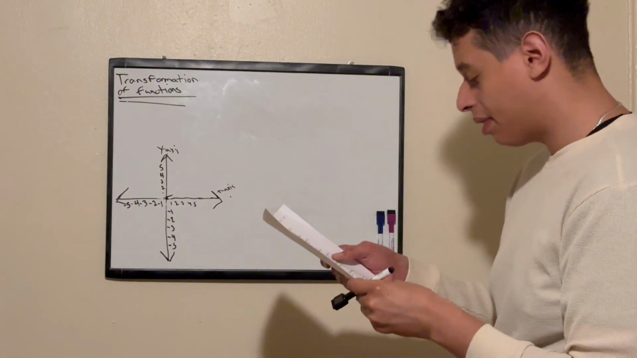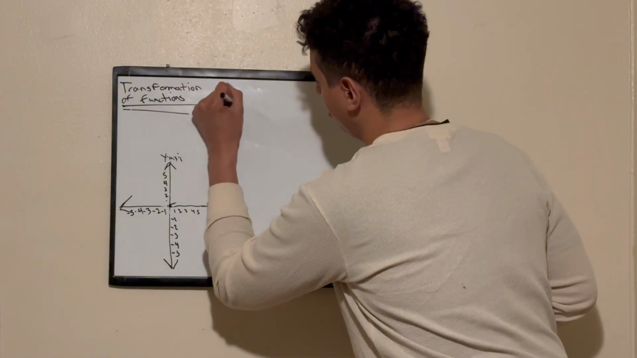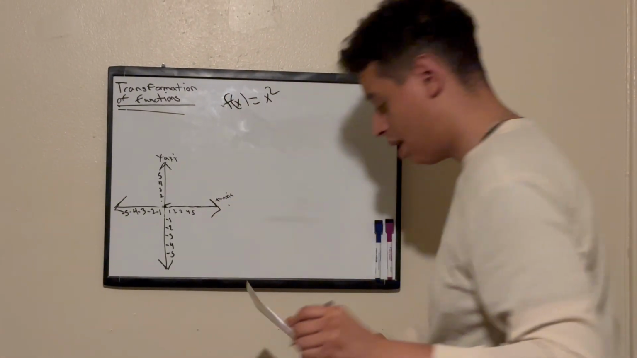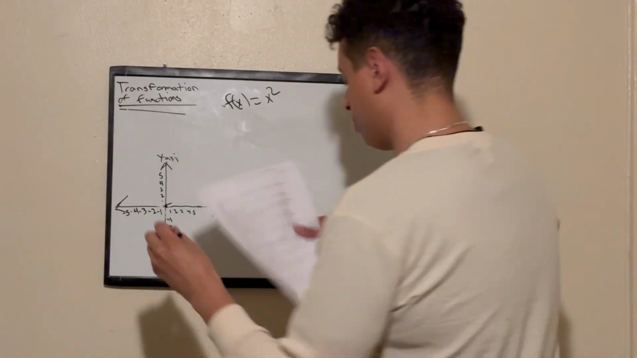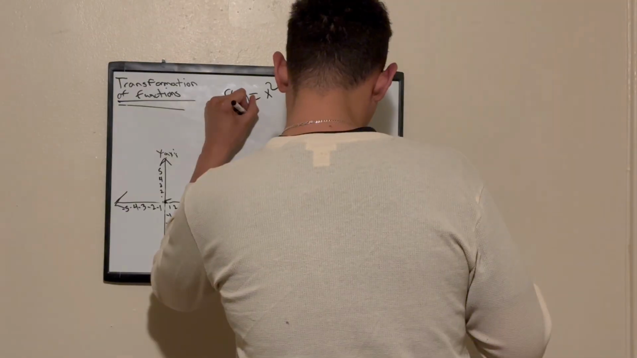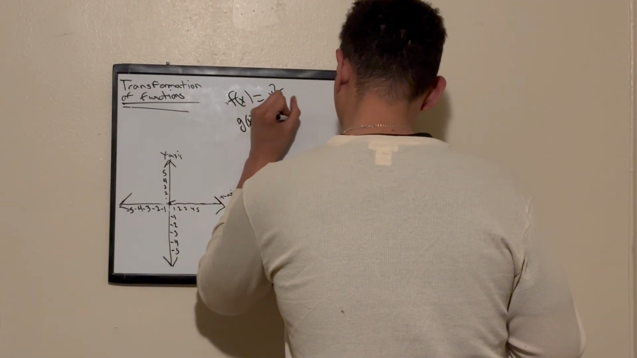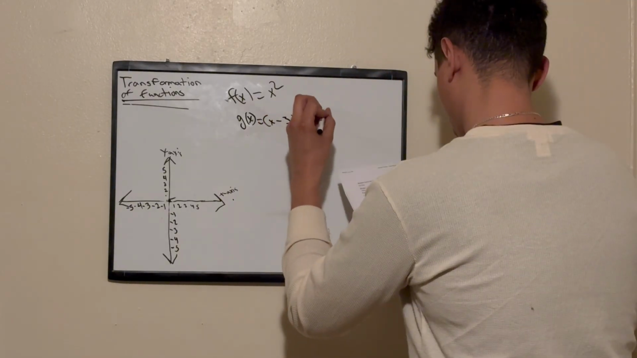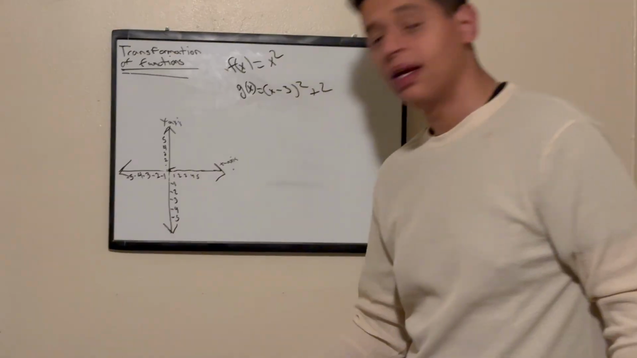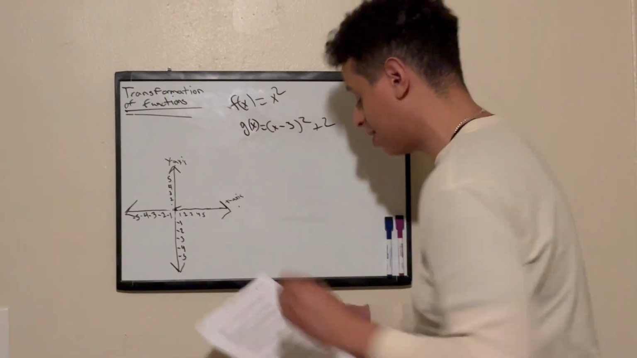Okay, so like with the previous example of f of x equals x squared, we're going to transform it into g of x equals (x minus 3) squared plus 2.